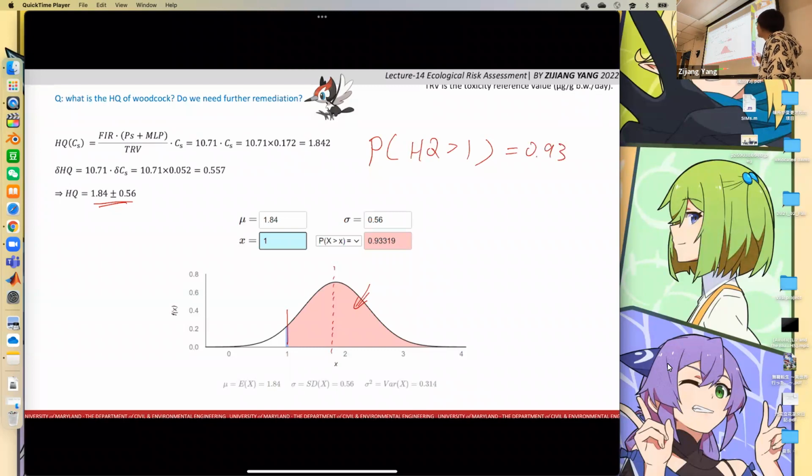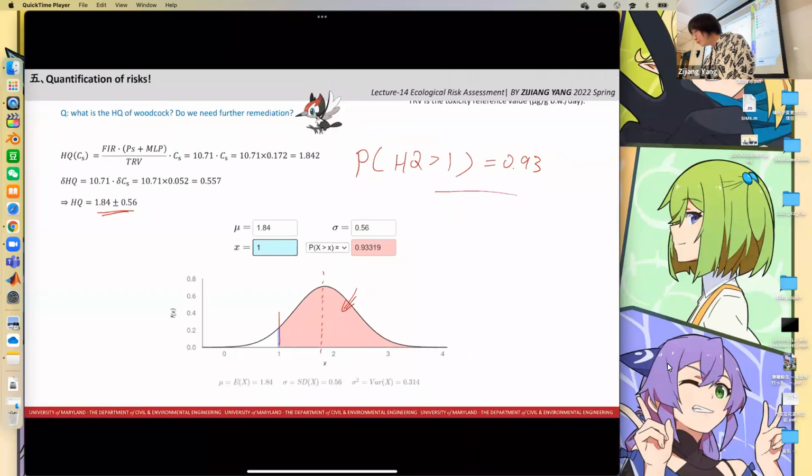It's similar to this. So basically, we can see that the probability that this site is considered contaminated is above 90%. So we may say that it needs remediation because the probability is relatively large.